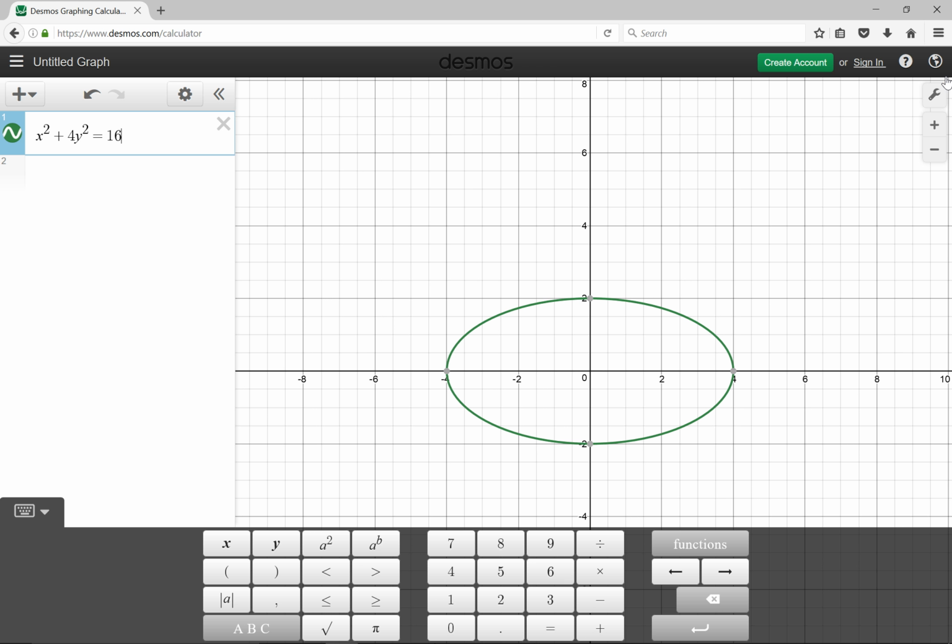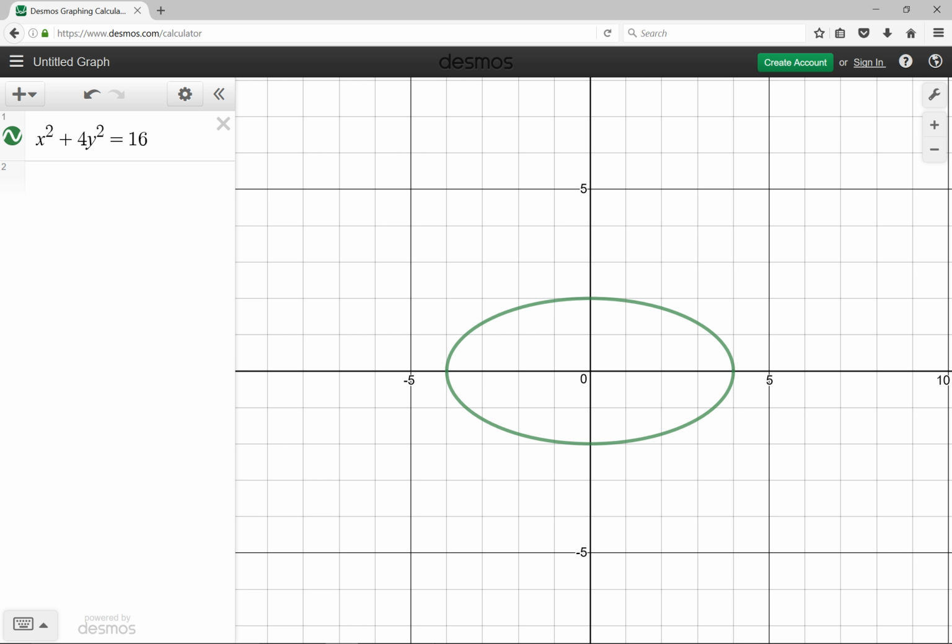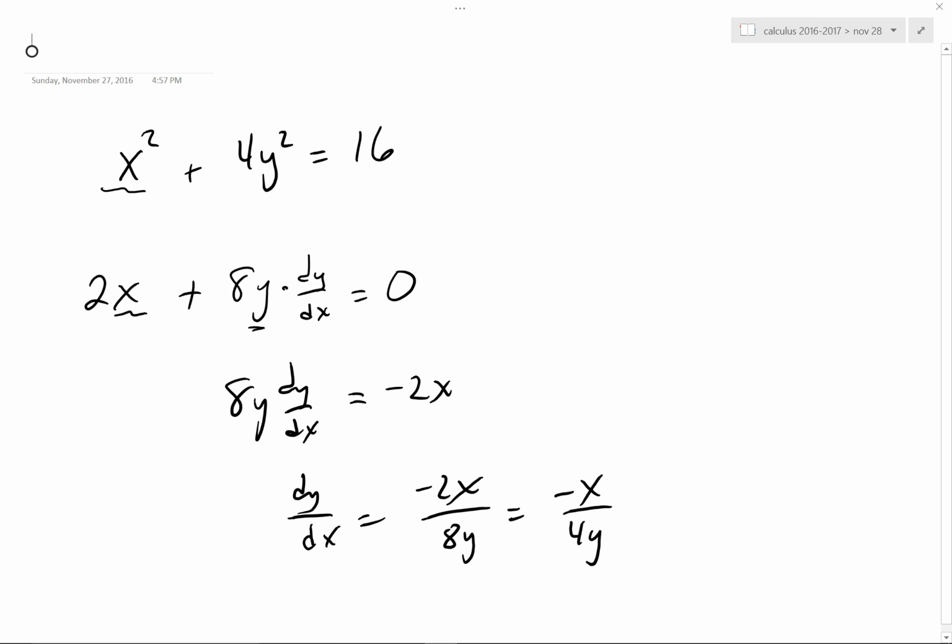Nice, huh? Hey, that's cute. So we are interested at some point. Now, for instance, notice that right here at this point, which is 4, 0, we better have an undefined slope, and we do.